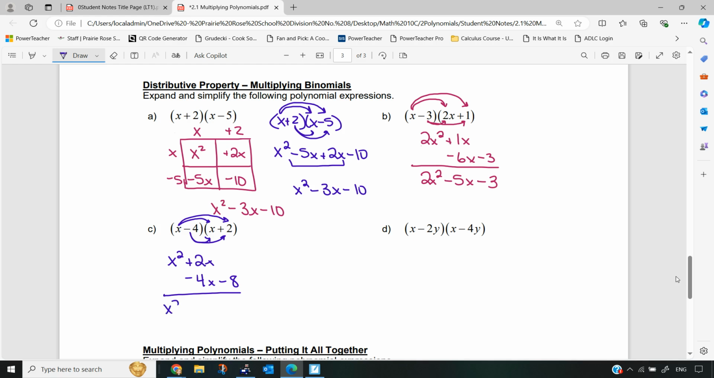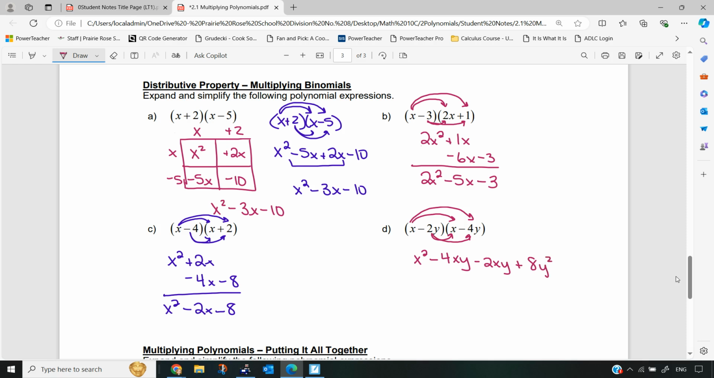Here we have x squared. Positive 2 minus 4 is negative 2x. And then we have negative 8. Our last example, x times x is x squared. X times negative 4y is negative 4xy. Negative 2y times x is negative 2xy. And then negative 2y times negative 4y is positive 8y squared.